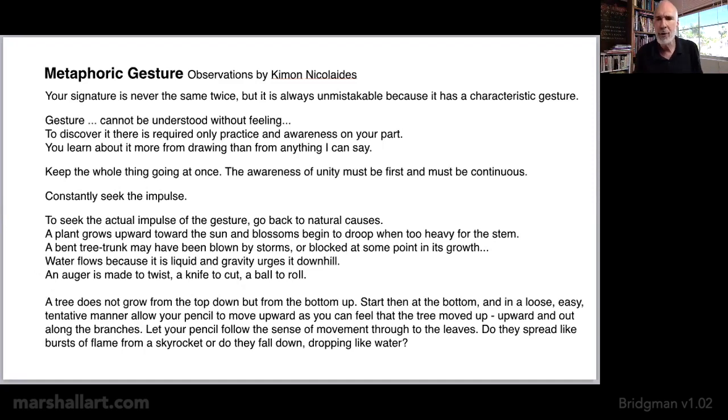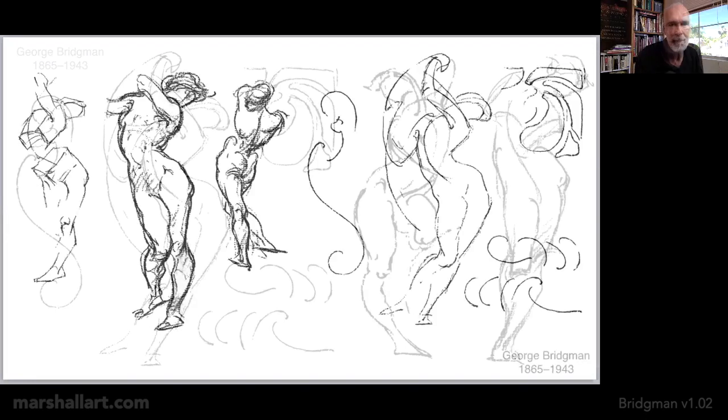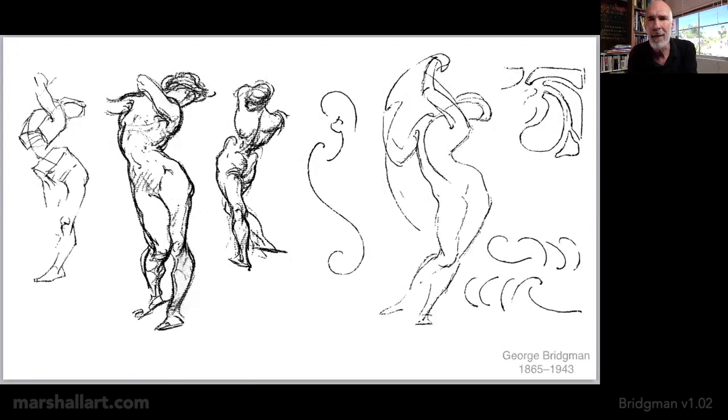Now, I'm going to give you a picture to look at in case it makes you feel better to have something on the screen to draw. And I'm going to keep talking. If you think that because Nicolaides said that a tree grows upward from the ground, that the only way to draw a tree is from the base up, you don't get it. You don't get what he's getting at.